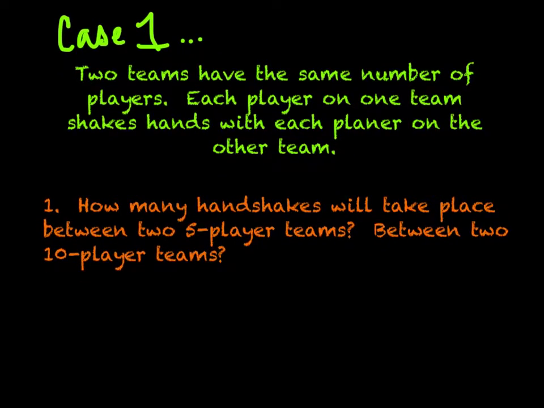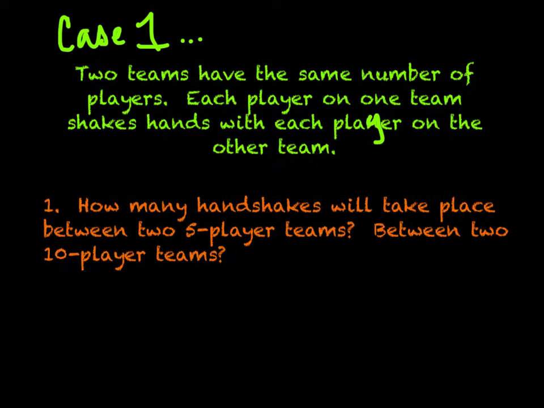Case number 1 suggests we have two teams that have the same number of players. Each player on one team shakes hands with each player on the other team. Number 1 states: how many handshakes will take place between two 5-player teams, and then how many handshakes will take place between two 10-player teams.